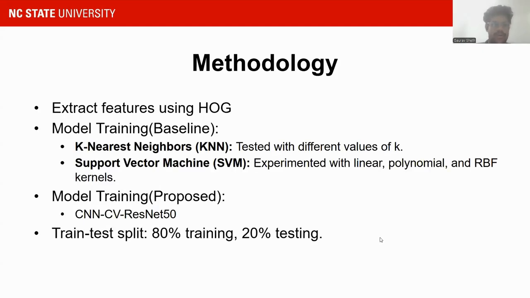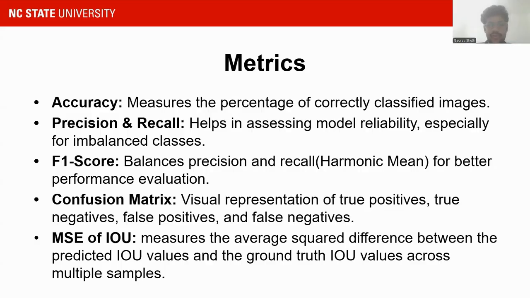For baseline we tried two models, k-nearest neighbors and support vector machines. And our proposed model is actually CNN with transfer learning where we used ResNet 50. Our train test split is 80% training and 20% testing. So these are our metrics: accuracy, precision, recall, F1 score, confusion matrix, standard metrics used in machine learning.